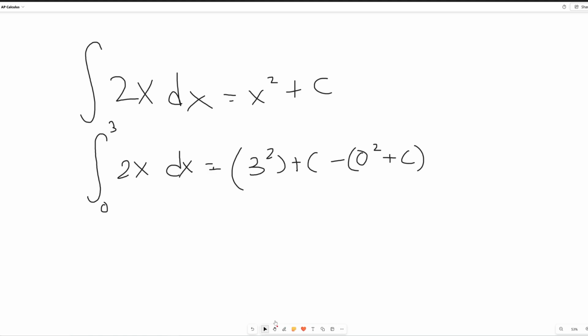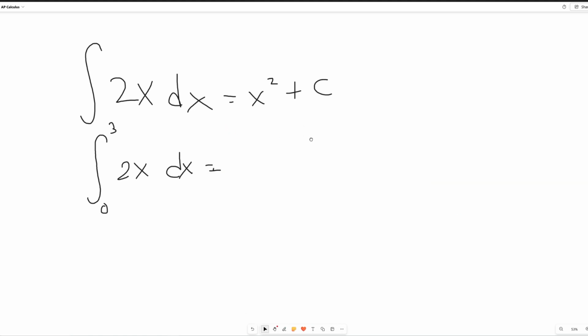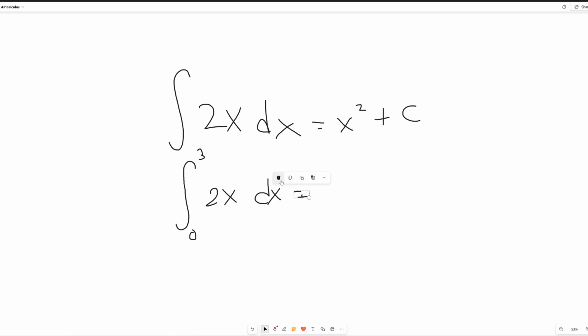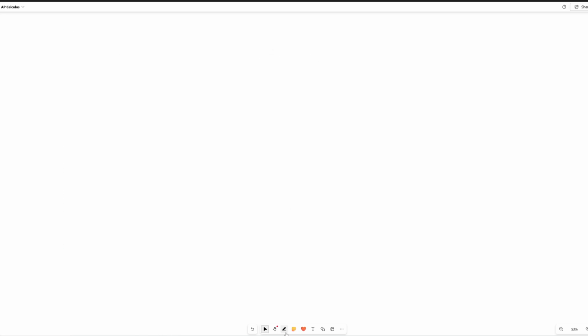So on a definite integral, you end up not really caring about the plus c. There is a plus c, but you never write the plus c because it always will cancel out internally. Let's look at another example of a power rule before we move on.